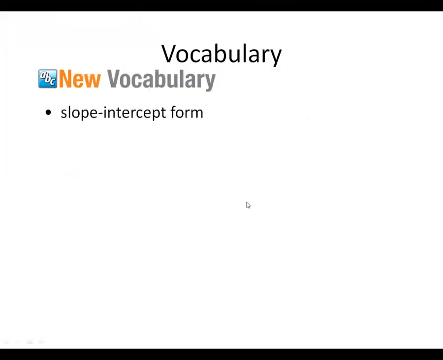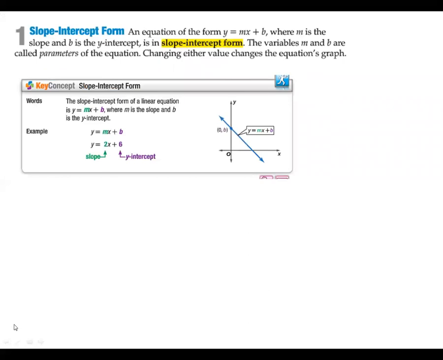All right, so new vocabulary, slope-intercept form. So let's get right into it. An equation of the form y equals mx plus b, where m stands for the slope and b stands for the y-intercept, is in slope-intercept form. And the name actually says it all. In slope-intercept form, you can look right at the equation and pick off the slope and the y-intercept. That's why it's called slope-intercept form.